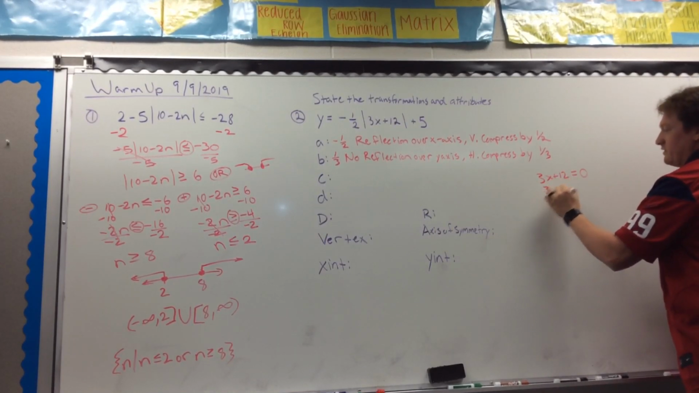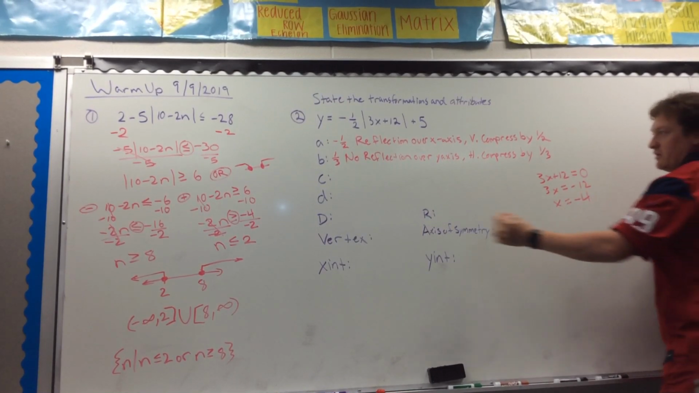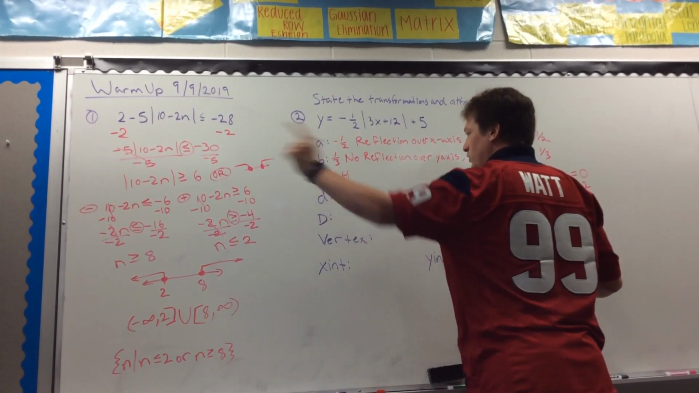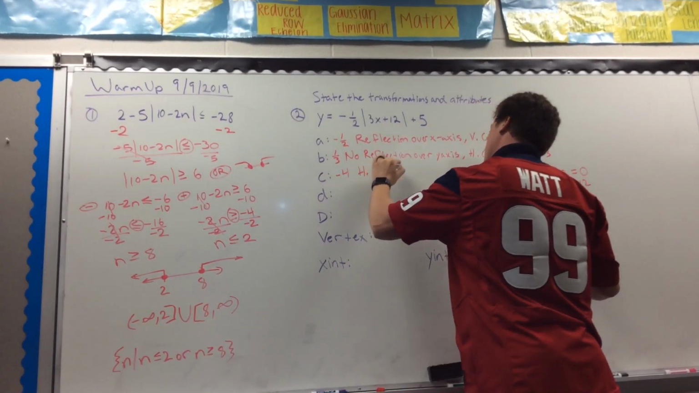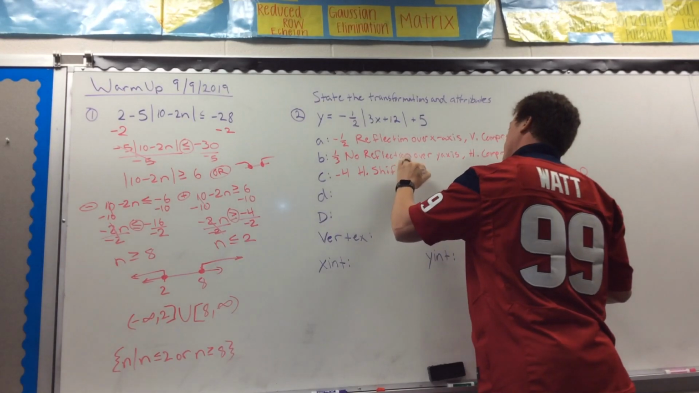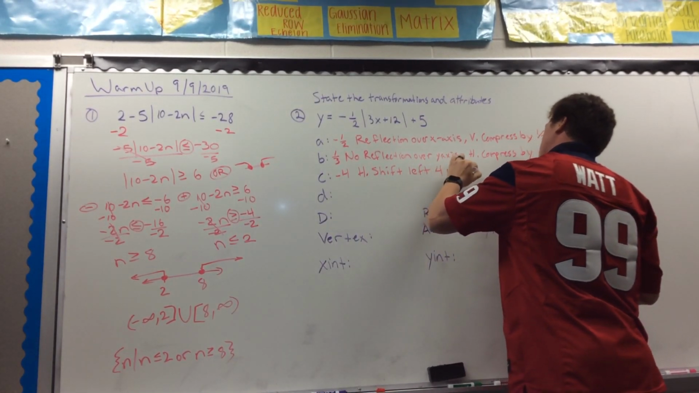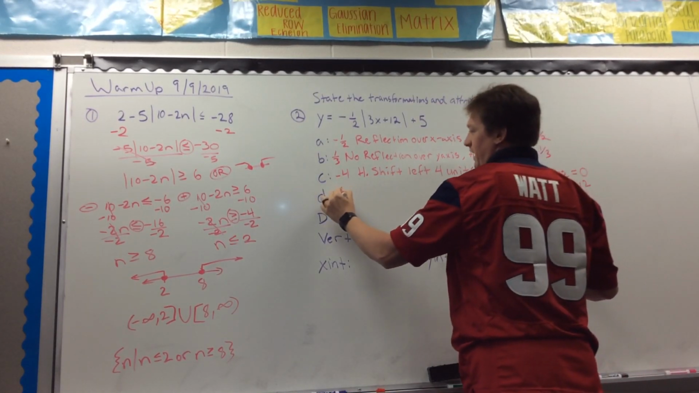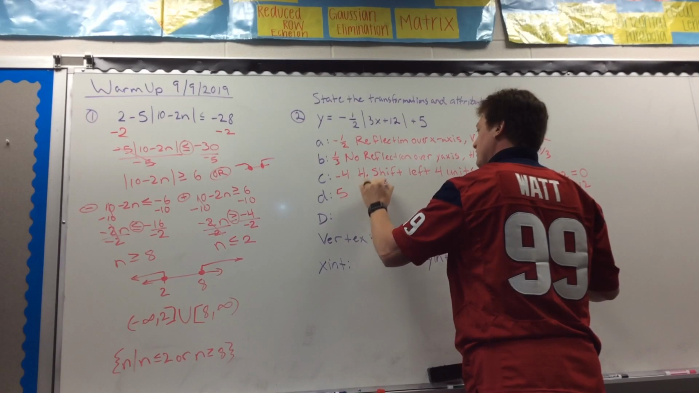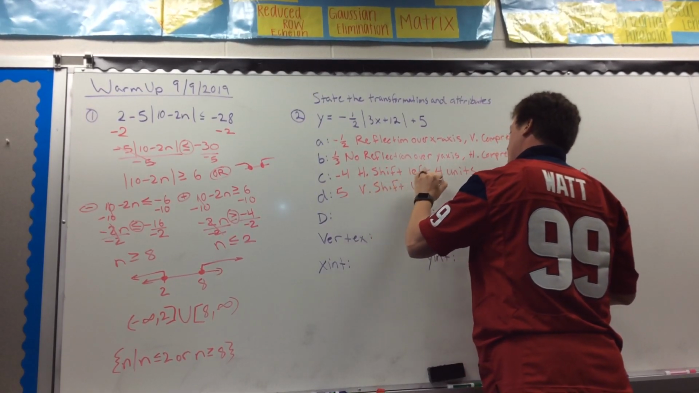So we've got 3x is equal to -12, and x is equal to negative 4. That means we're moving left 4 units. So we're going to say horizontal shift, left 4 units. And we look at the 5 right here, it is the d value. So we have 5, that's going to be a vertical shift up 5 units.